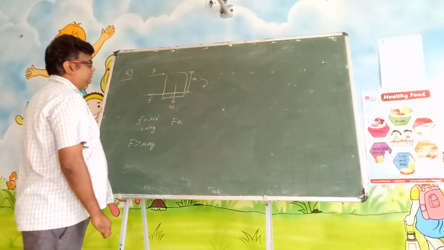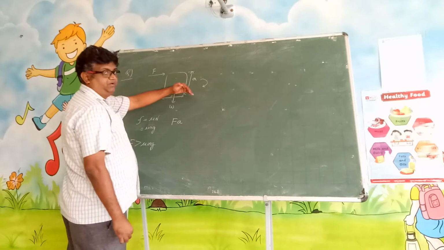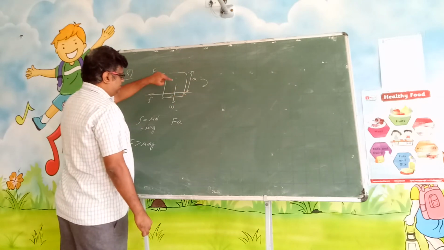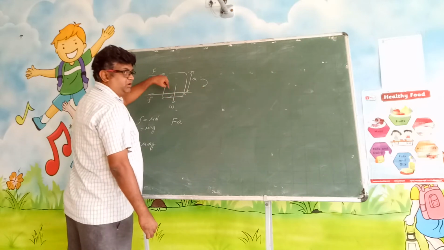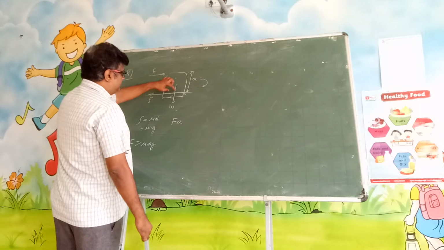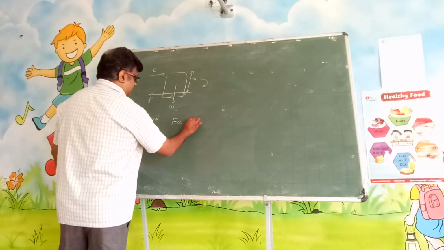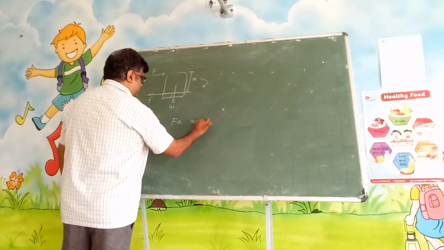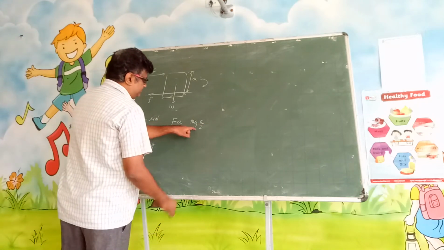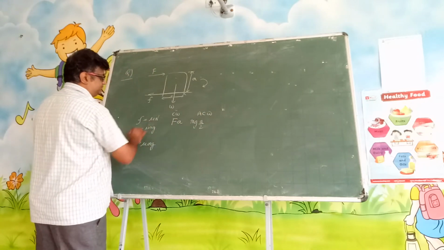It is clockwise. So which is preventing it from getting toppled? This weight, which is creating a counter, it is creating a counterclockwise moment. And what is that moment? W into A by 2. Okay. So W means mg only. Mg into A by 2. Okay. So this is the anti-clockwise moment, and this is the clockwise moment.